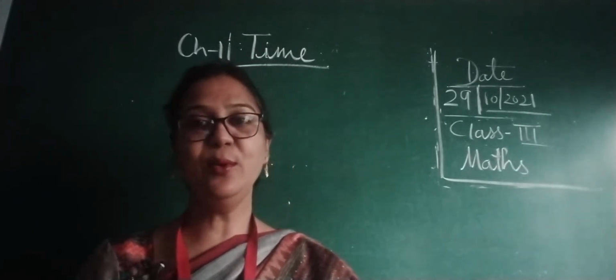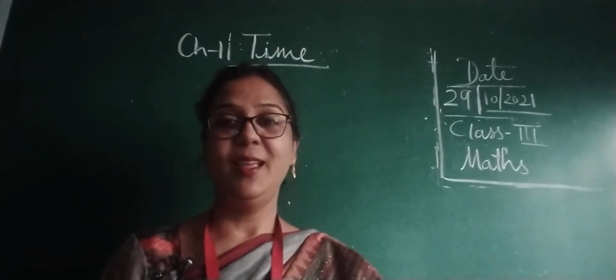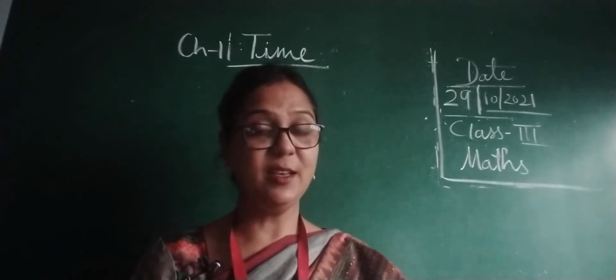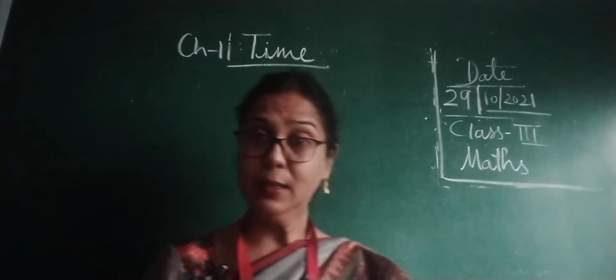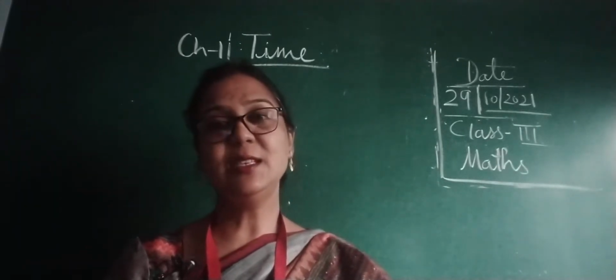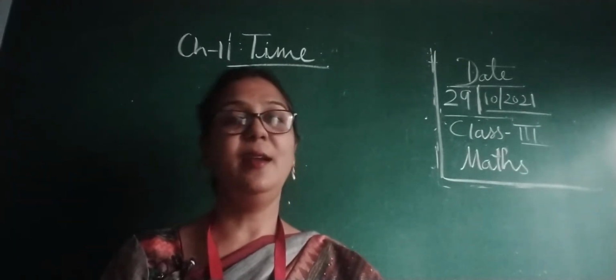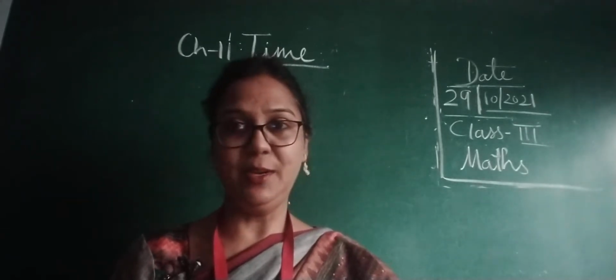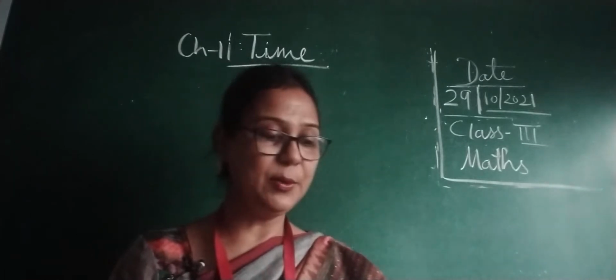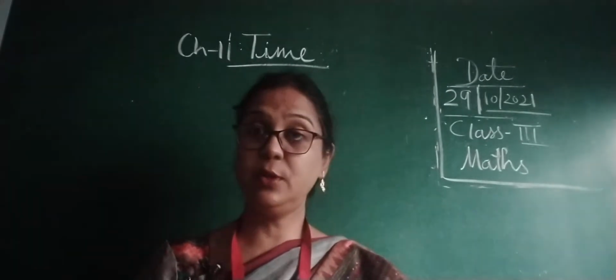Children, as you all know, we are learning time. We have already discussed the dial and the two hands. We have discussed that 1 hour equals 60 minutes. Today we are going to start the second question.